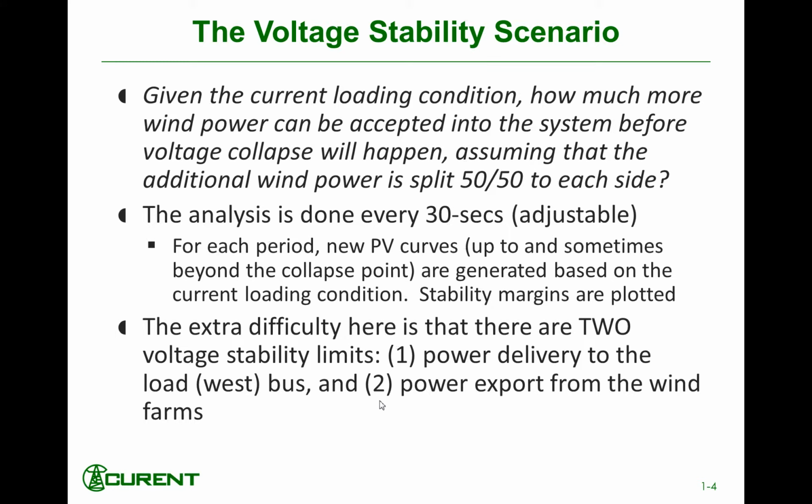This problem is quite a difficult one because there are 2 voltage stability limits, one for power delivered to the load, or west bus, and the second for the wind farms to export their power. We will show the voltage stability limits in the execution of our AQ bus voltage stability program. Now, let's see the execution of our voltage stability program.